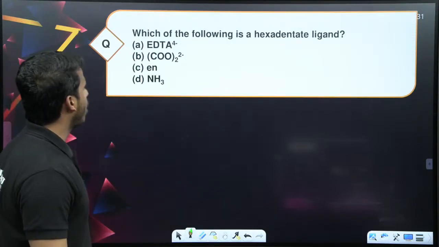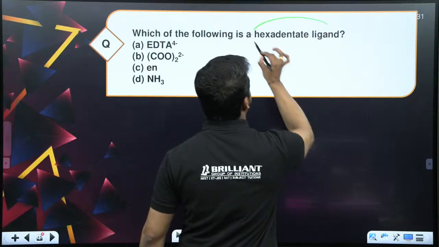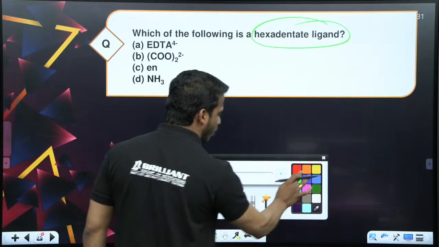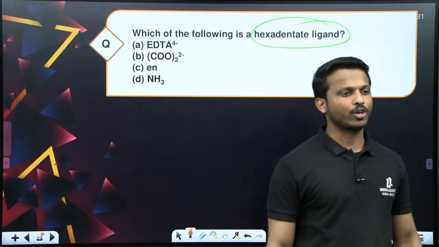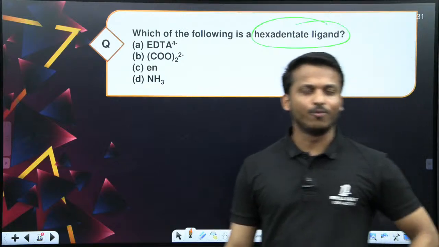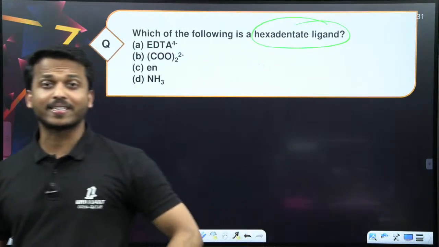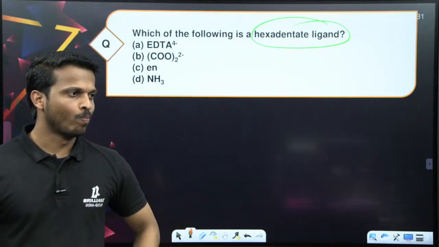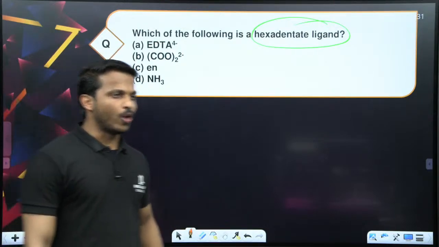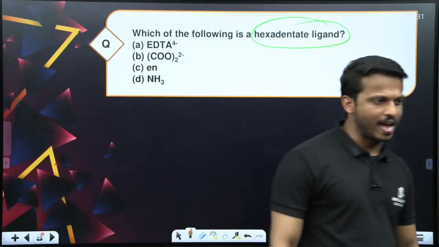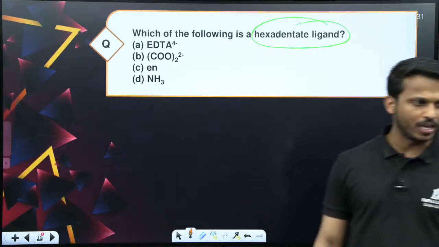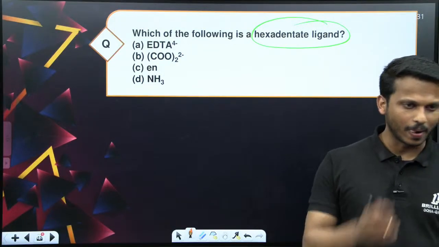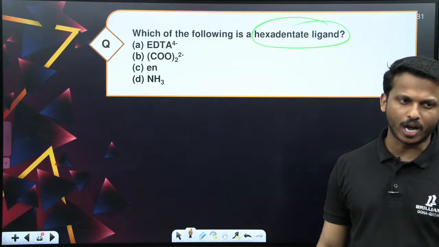Next question. Which of the following is a hexadentate ligand? You have a quick answer for this question. You are studying in NCERT. Which of the following is a hexadentate ligand? Yes, all of you have given it. That is option A, no doubt.